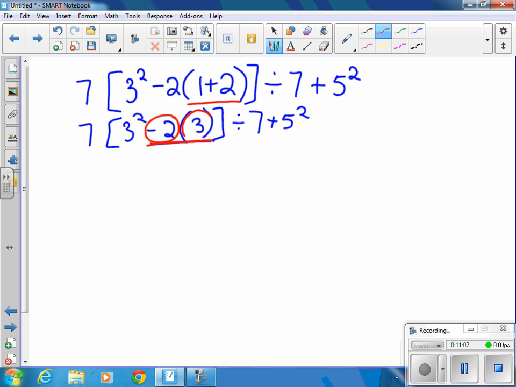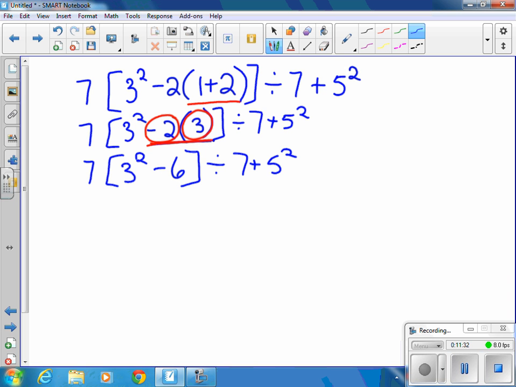And I'm going to circle the 3. So a 2 times 3 is 6, but it's a negative 2, so that makes it a negative 6. Everything else gets written over. 7 bracket 3 squared. Again, I said negative 6. That means it's going to be 3 squared minus 6 when I'm done with that. And my bracket divided by 7 plus 5 squared.